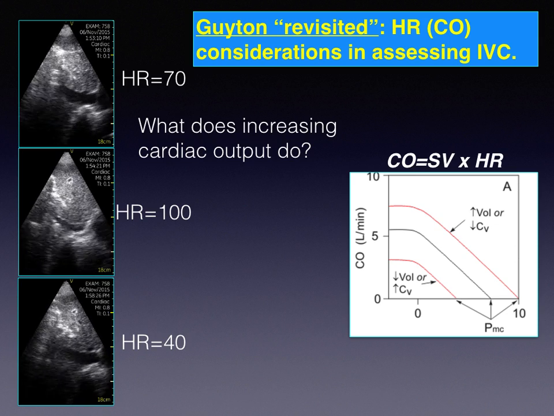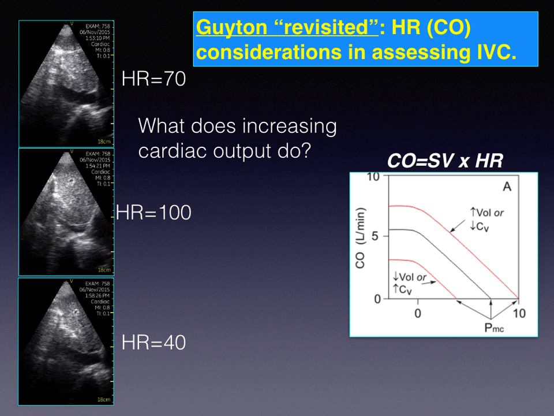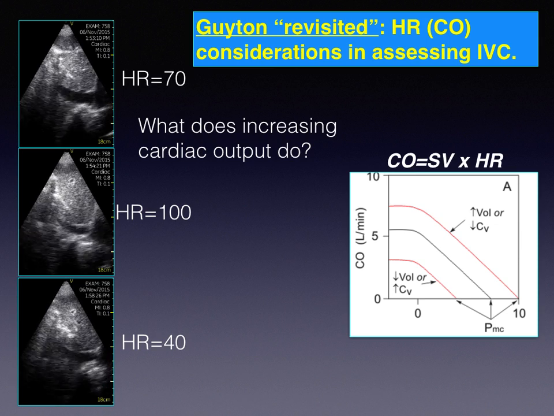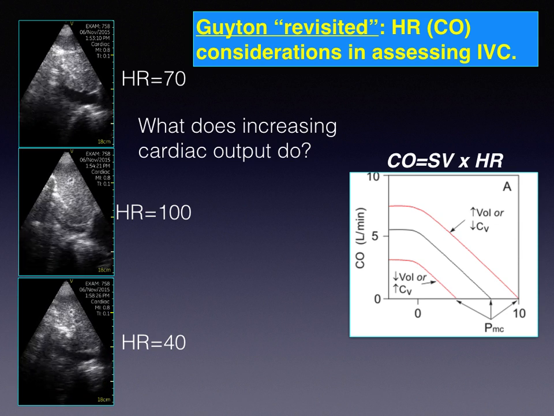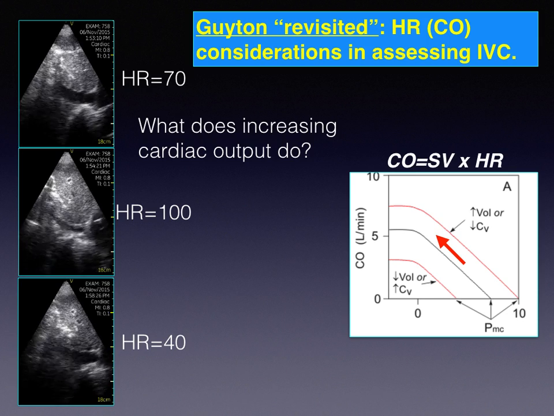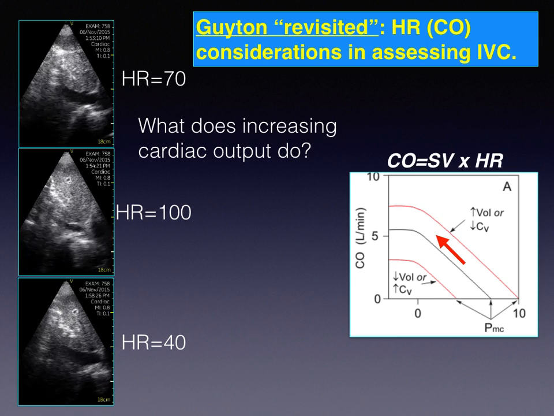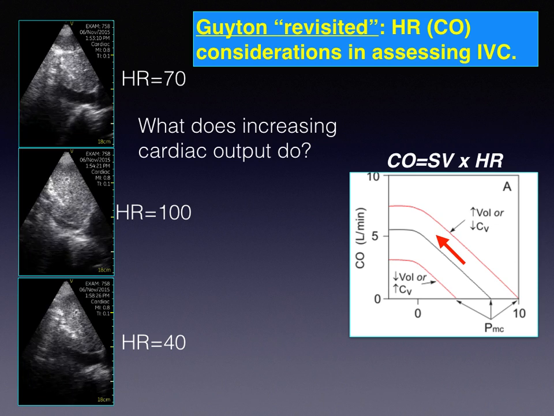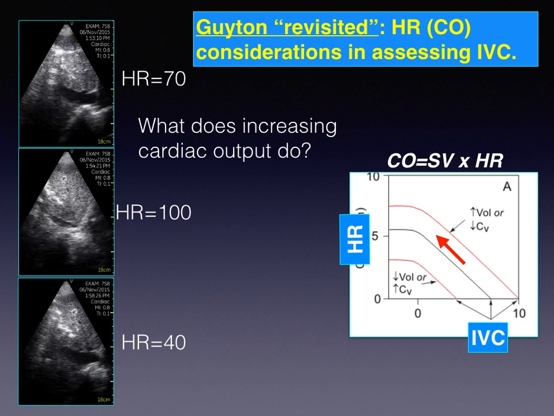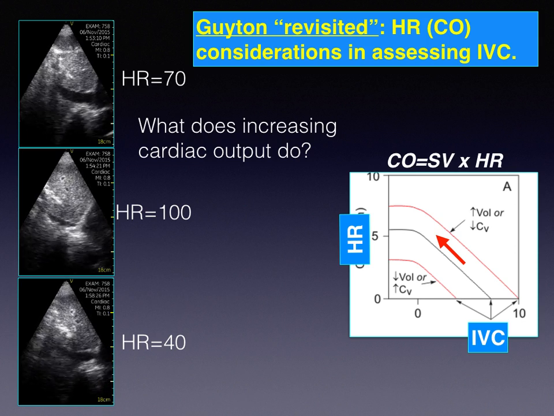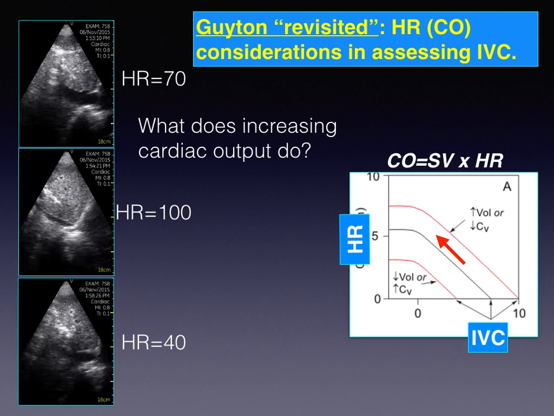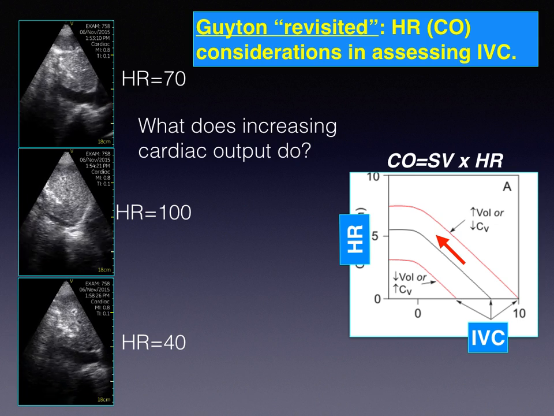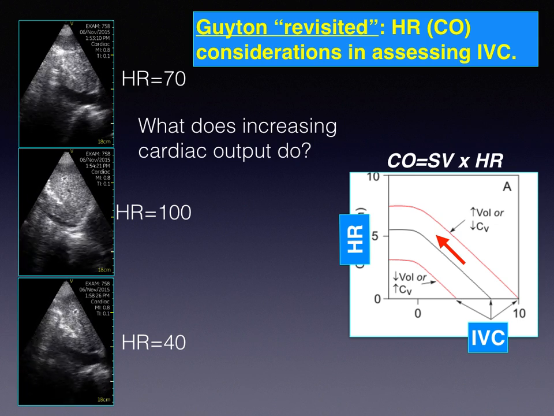We have to now admit that some of that IVC depletion is occurring because the cardiac output has increased. And you can see that if you travel up along this Guyton curve, as cardiac output goes up, the pressure in the central venous compartment falls. And if one replaces cardiac output with heart rate and central venous pressure with IVC, one can see a similar phenomenon happening with the IVC diameter falling when heart rate increases.